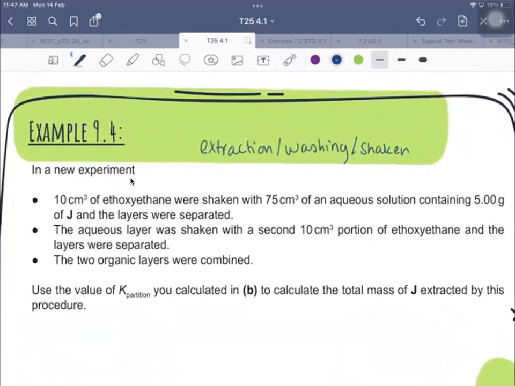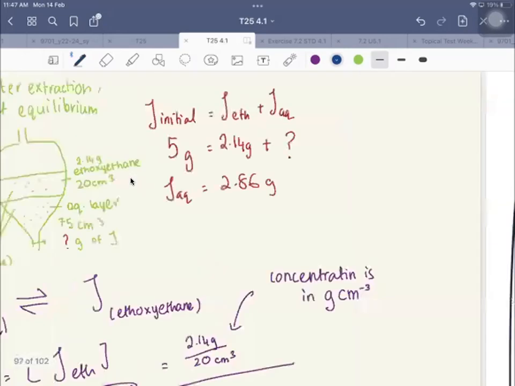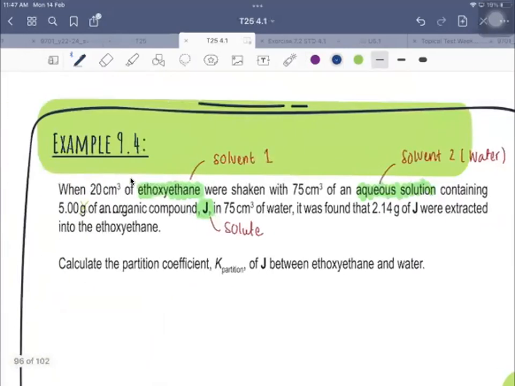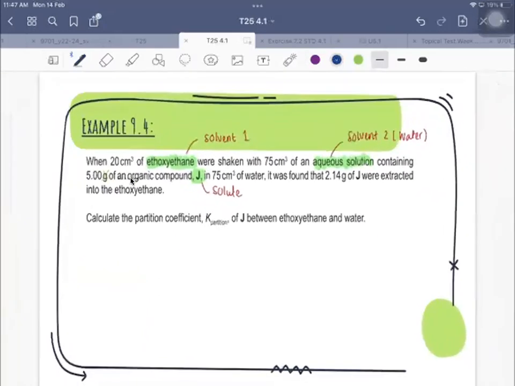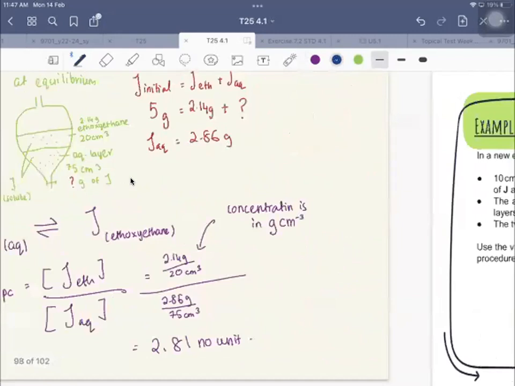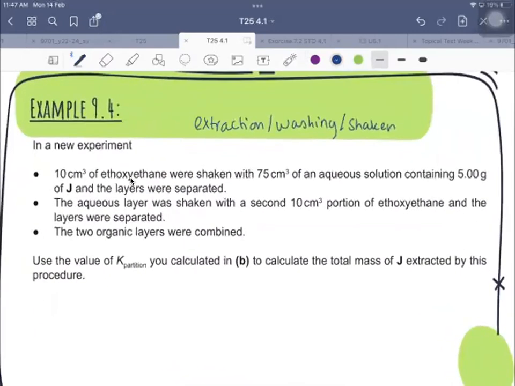Okay, let's read. In a new experiment... Oh, okay, all right, sorry. It's a continuation. Okay, in a new experiment, 10 centimeter cube of ethoxyethane were shaken with 75 centimeter cube of an aqueous solution containing 5 grams of J, and the layers were separated. Okay, so this is actually a continuation of the first question. I think you know this already because in your notes it was printed together, but for me it looks separated.